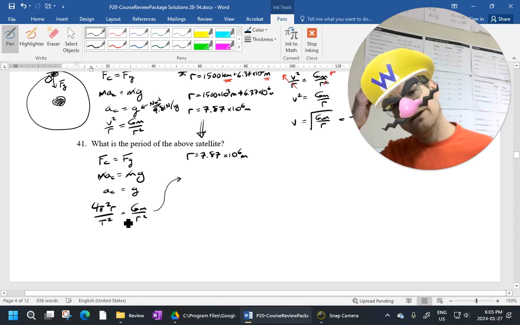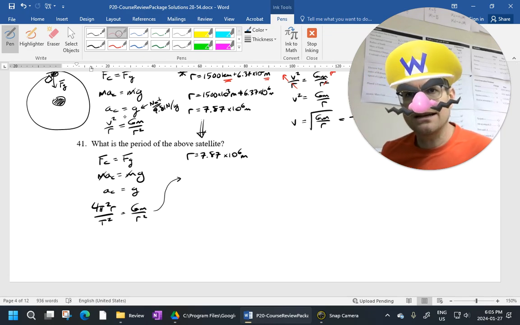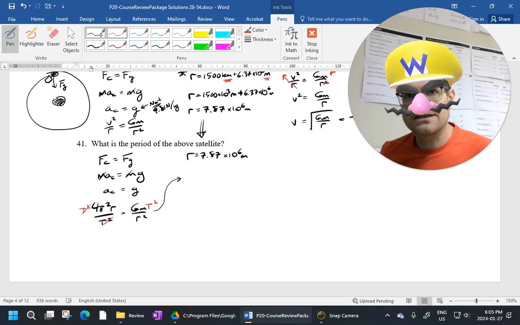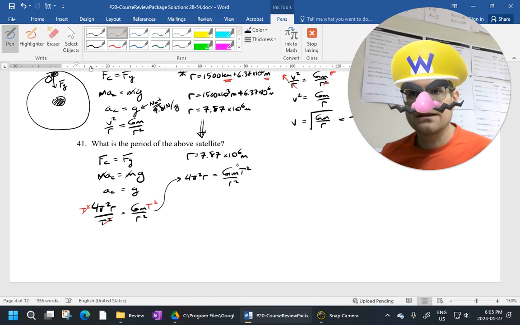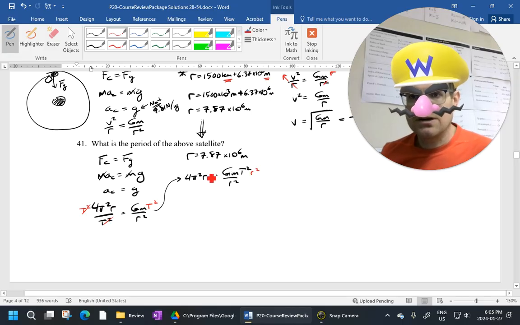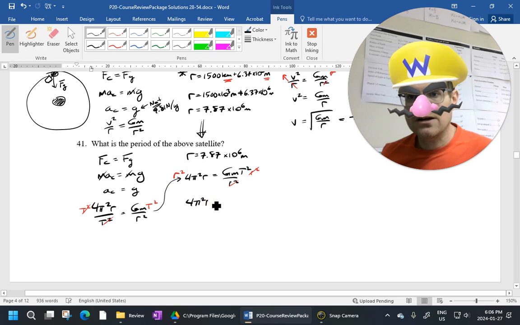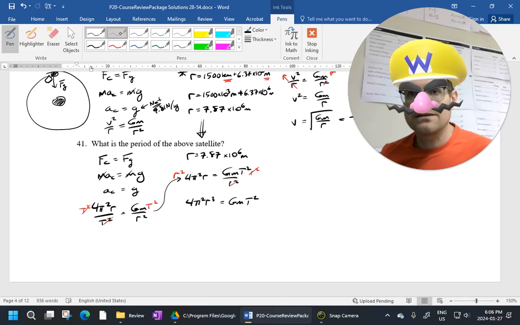So what did I have to get to? T by itself, the period. The t is in the denominator, so I'm going to have to multiply that up to both sides. I multiply both sides by t squared, cross that off. So the t squared is now on the top. So I get 4 pi squared r is equal to GMt squared over r squared. Then I'm going to multiply the r squareds to both sides here. Cross that off. So now I get 4 pi squared r cubed equals GMt squared. And now I'm going to divide both sides by G and M.